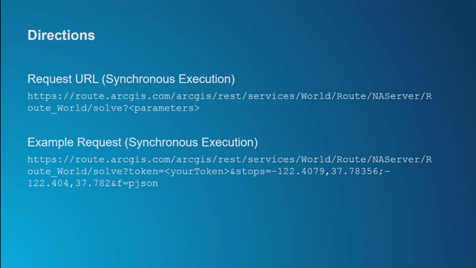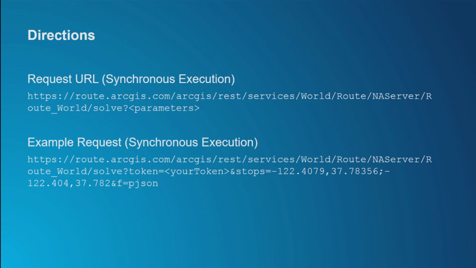So here is an example endpoint and how you would make a request if you're using the REST endpoint. This is for synchronous execution. The service is available on route.arcgis.com, and at minimum it just requires stops, and you can specify stops as lat-long pairs. So in the example request below, I'm just specifying two stops, start stop and end stop, using their lat-long values, and I put in my token and I can get back a response which will include the routes as well as driving directions between those two points.